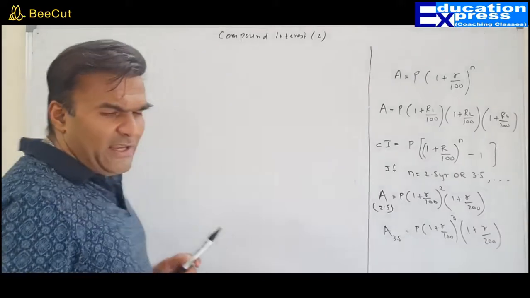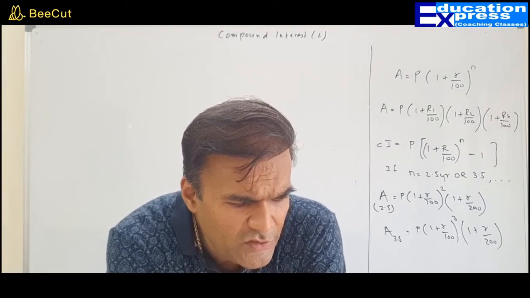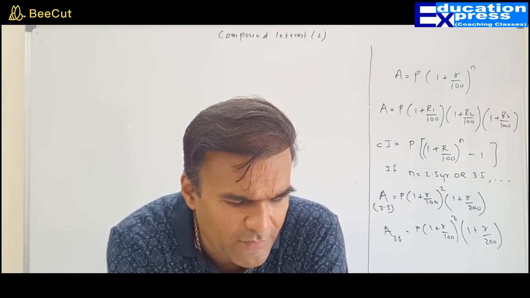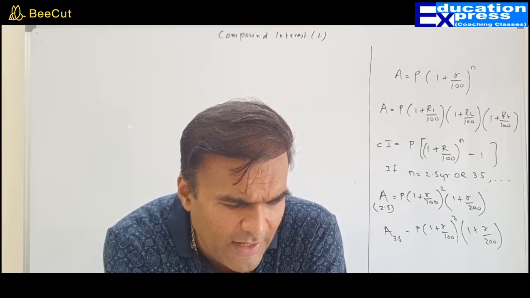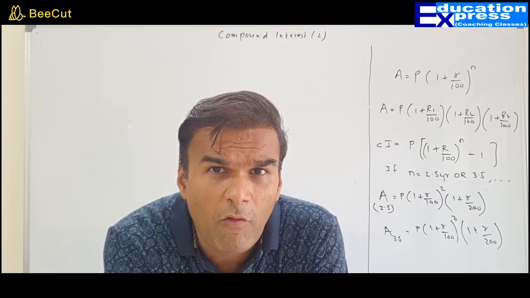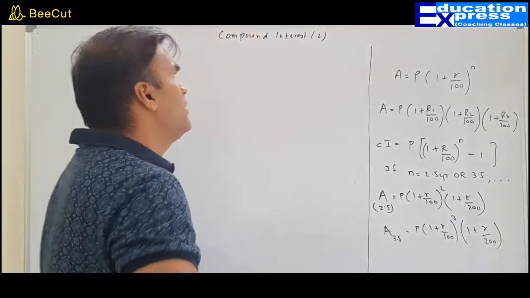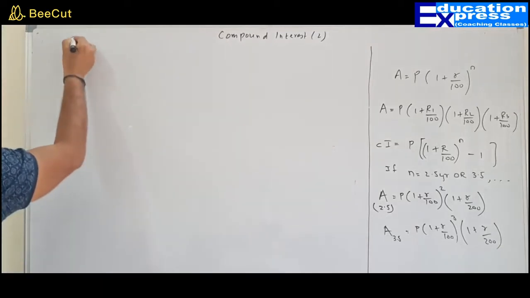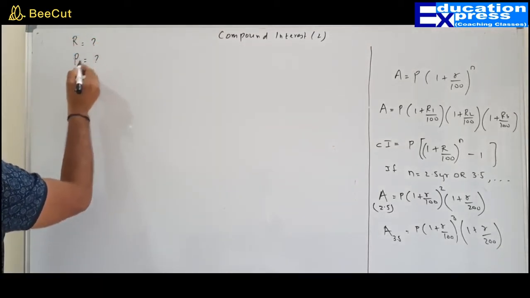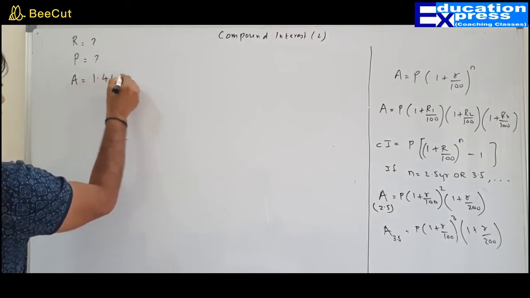Question number 10 says, at what rate % compound interest does a sum of money become 1.44 times of itself in 2 years? At what rate? So again we have to find out the rate. Rate is not specified. Sum of money is not available. Amount will be 1.44 times P.